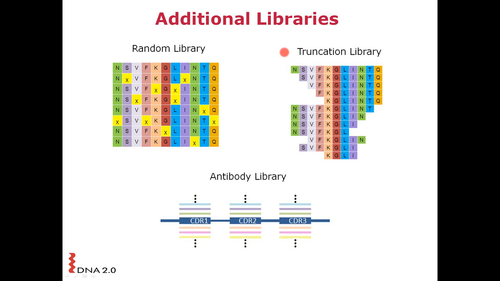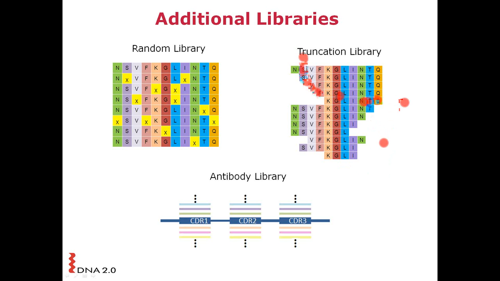Truncation libraries are, as I understand it, libraries that are of interest to structural biologists who are looking to find the largest component of their protein that is soluble. And essentially we're going to nibble off chunks of the protein from one or both ends and give you various truncations.